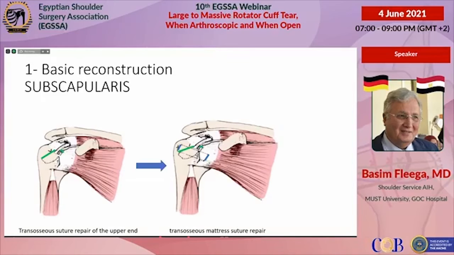In case of subscapular tear, the same technique is used, but here we have to avoid to do the suture below the biceps tendon if it is present. And transosseous matrix suture is done if it is needed.